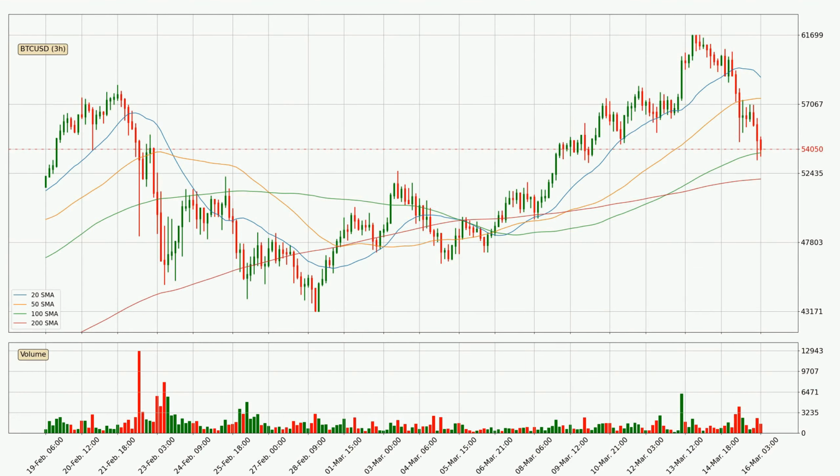Moving to the 3-hourly simple moving averages, at the moment, the price is between the 100 and the 50 SMA. If the price bounces off the 100 SMA, which is currently at 53,803, it could be seen as a support, and the 50 SMA, that is at 57,453, could be perceived as a resistance to the upside.